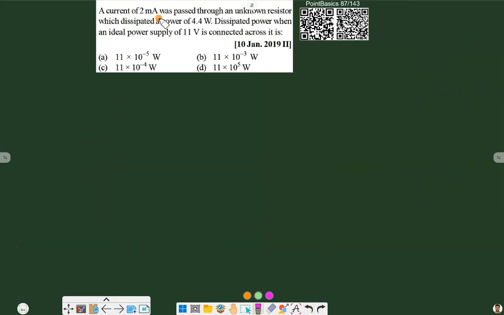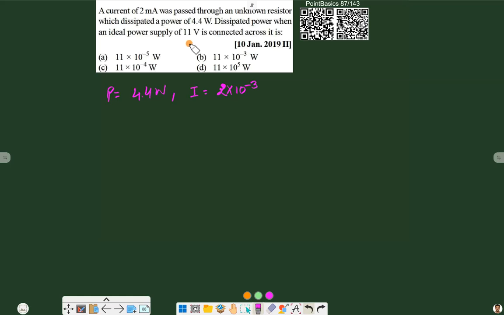A current of 2 milliampere was passed through an unknown resistance which dissipated power of 4.4 watt. So power is given, 4.4 watt, and current is 2 milliampere. Find the dissipated power when an ideal power supply of 11 volt is connected across it. As it is given as an ideal power supply, the power supply does not have its own resistance.